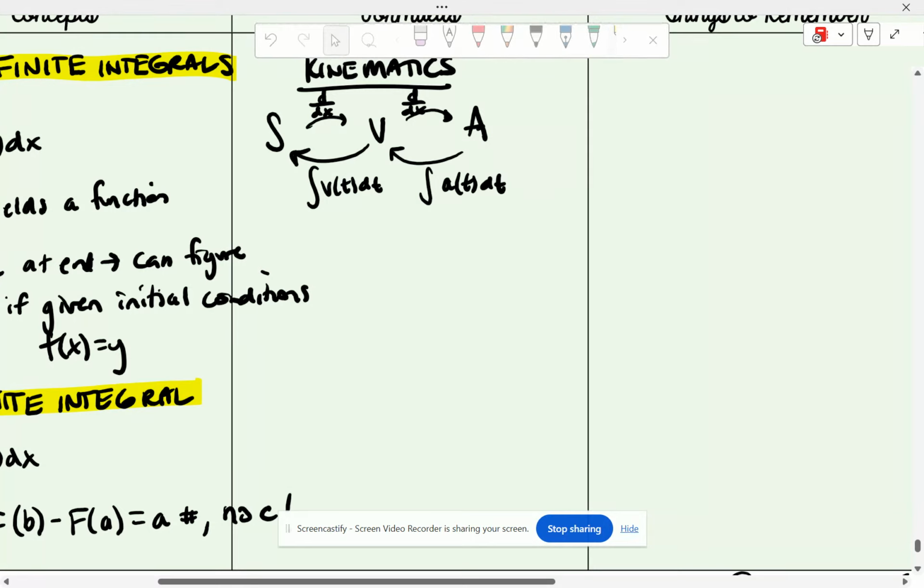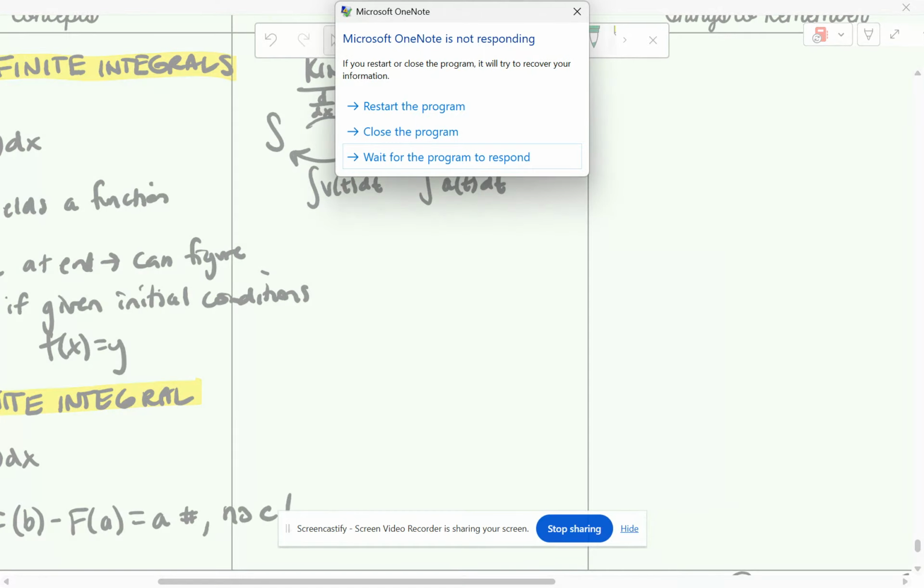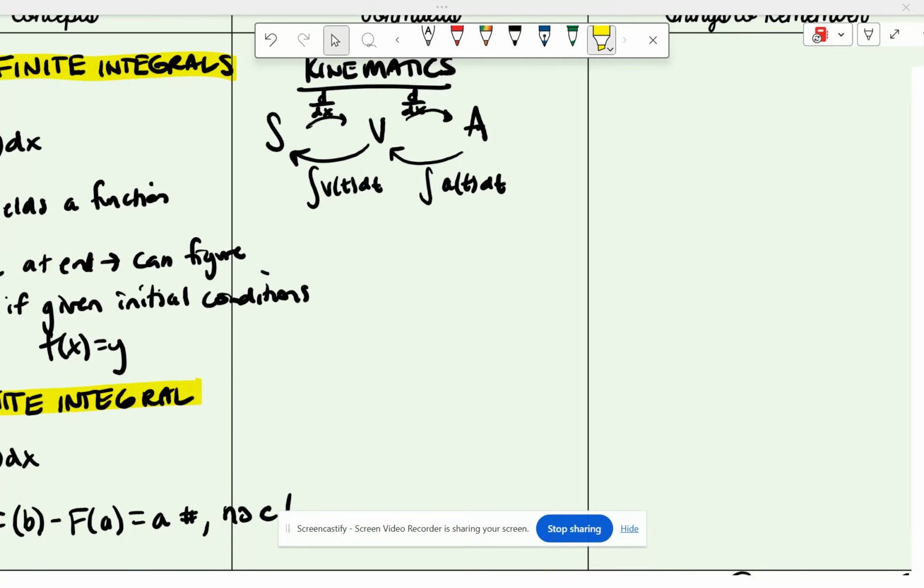Okay, this thing is being very glitched today. What do I do? Oh, okay, great.